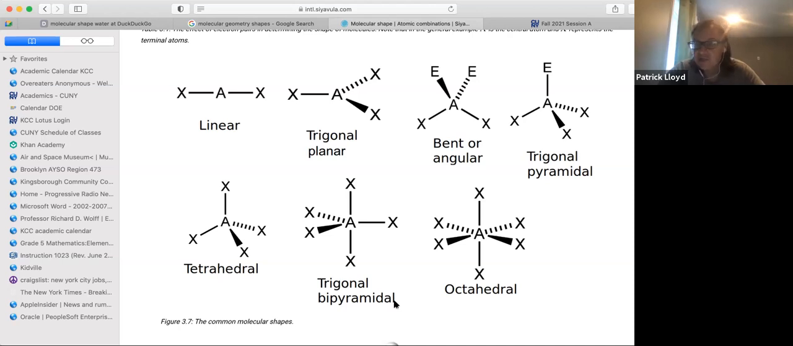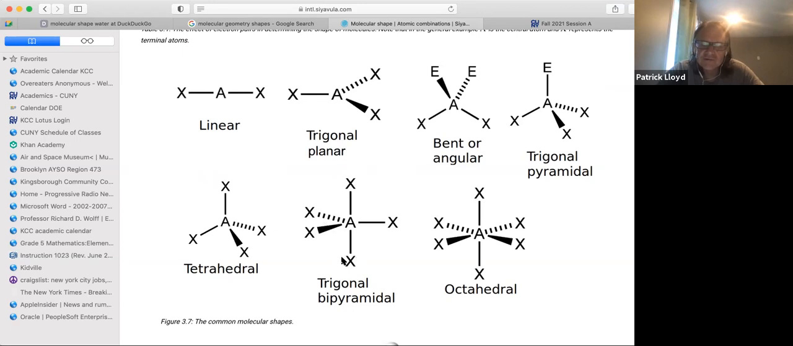This is the actual name. Let's not change and vary the names. People will use slightly varied names, but it's trigonal, meaning a triangle, and then bi, meaning two, and then pyramid. So essentially what you get here is a pyramid, and then there's two pyramids. Imagine coming down like this, and then this is coming down, going up to like that. So that's got 5 atoms.